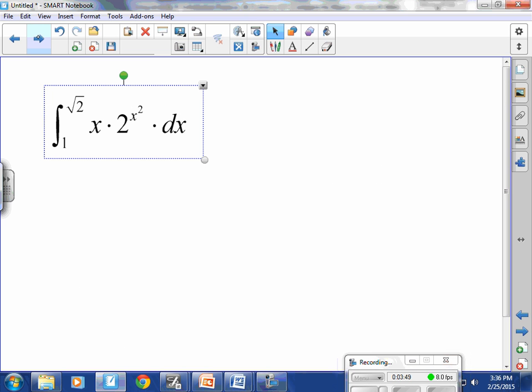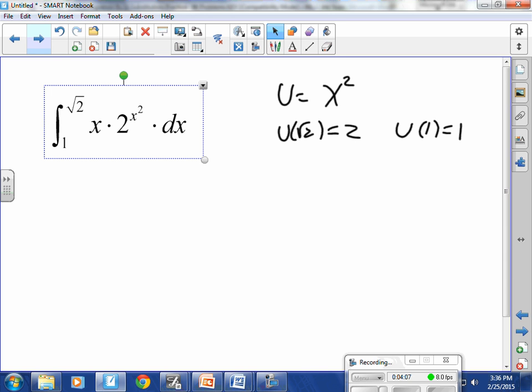All right, a little tougher scenario is when I'm dealing with a base other than e. Again, I'm simply going to let the exponent represent u. So u in this case is going to be x squared. Therefore, u of the square root of 2 is going to be 2, and u of 1 is going to be 1. So a quick rewrite of this integral is going to give me 2 to the u from 1 to 2, and all of this has been replaced.